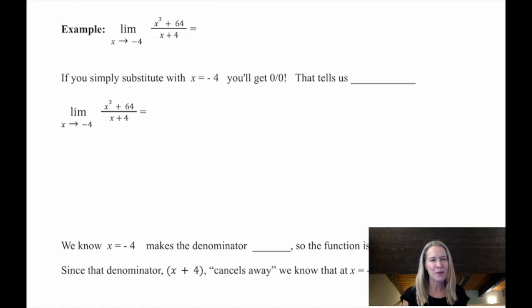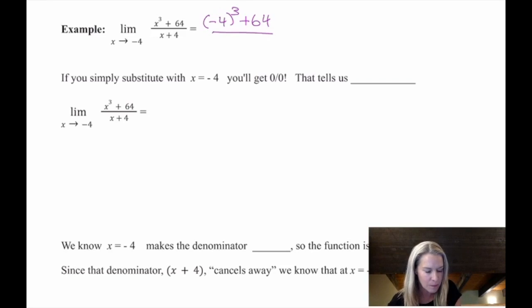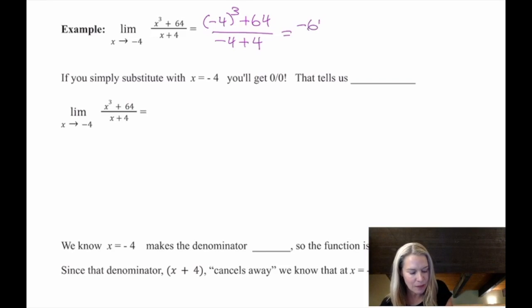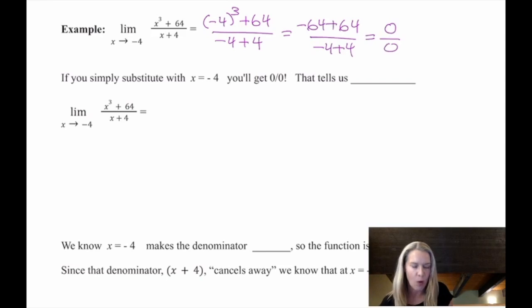Let's take a look at another example. This one is the limit as x approaches -4 of x cubed plus 64 over x plus 4. Now, if we do our direct substitution, of course I'm putting in -4 everywhere that there's an x. -4 cubed gives me -64. And what you notice is we get 0 over 0.